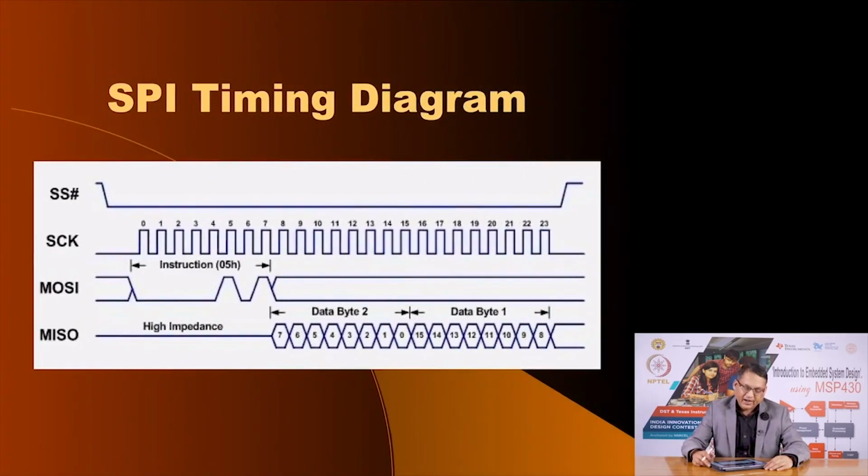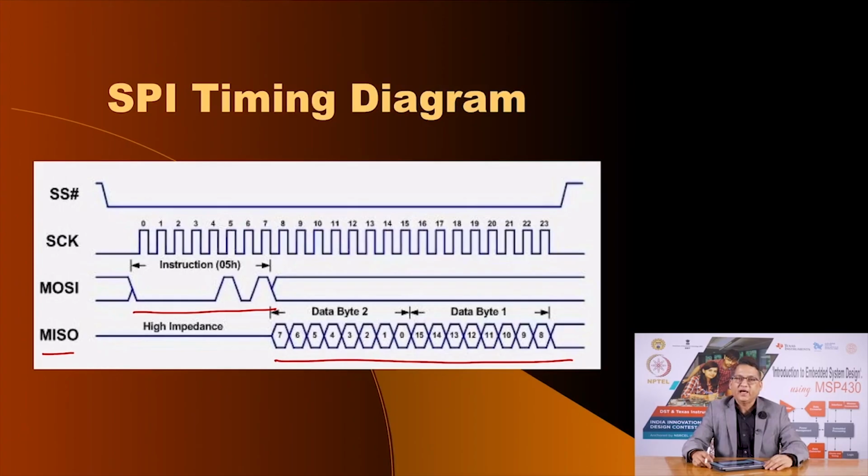The timing diagram of the various signals, that is chip select, serial clock, MOSI, MISO, is shown here. It starts from the master, and then once the master has sent the data, this is the data being sent by the master. The MISO at that time will be in a high impedance state, and once the data has been transmitted, it may expect the slave to respond back, and this is the data received from the slave.